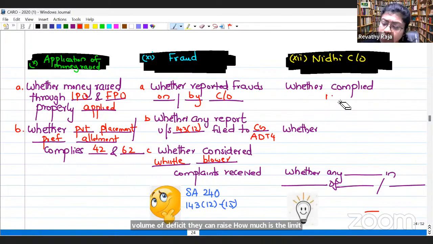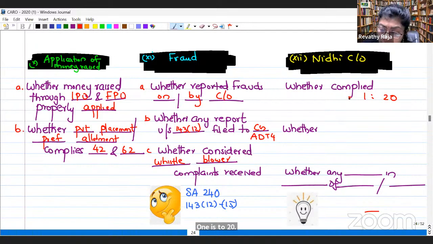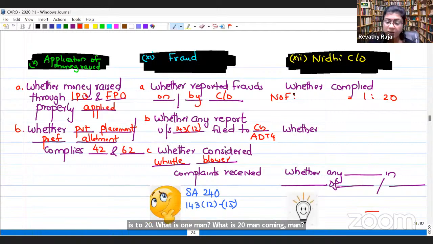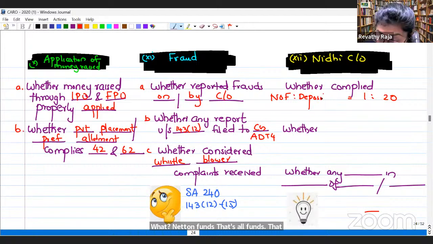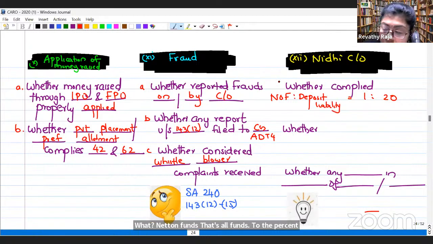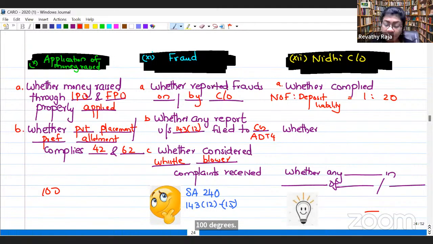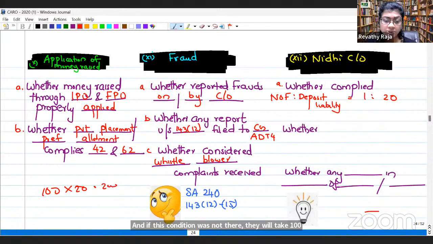1:20. What is 1? What is 20? Net own funds to deposit liability. Assume Nidhi Company's net own fund is 100 rupees. Own funds, net own funds, you know. Deposit they can take only up to 20 times of this, meaning 2000. And if this condition was not there, they will take 100 times, 200 times. How they can repay? Okay. So they can accept up to 20 times deposit out of the net own funds.